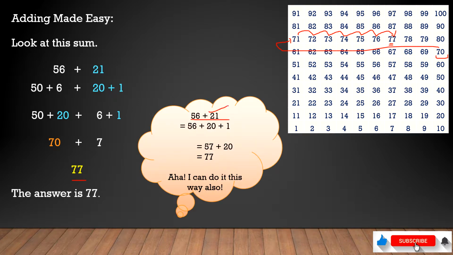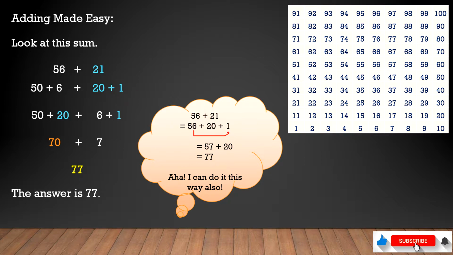And if you look at this cloudy box, it shows a different way to solve this question. So this is one way, but you can also solve it in this way. What is done over here? This is 20 plus 1, which means 21 is split as 20 plus 1.